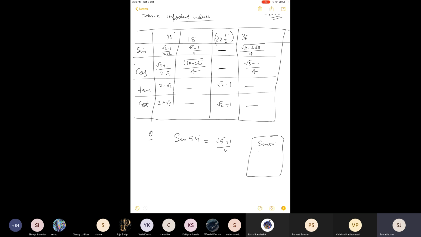Sine 54 is sine of 90 minus 36, and this will ultimately change to cos 36. And do we have the value of cos 36? Yes, here, root 5 plus 1 by 4. So that is what I am saying.